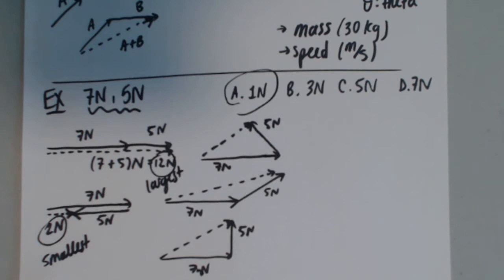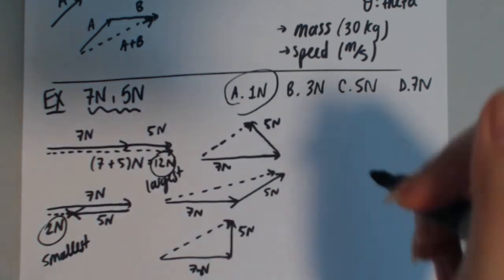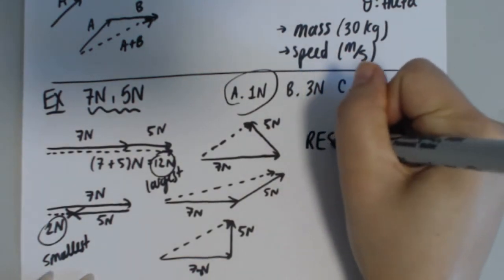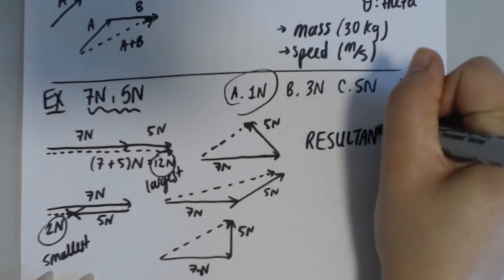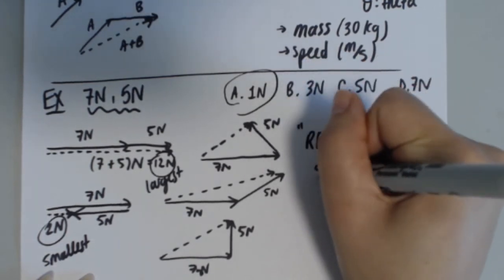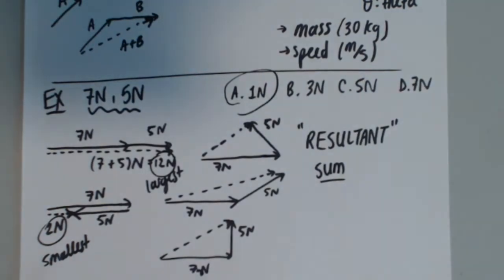Now, I do want to indicate one thing. That is a new piece of terminology in this question, resultant. So the resultant is another name for the sum. Okay? So when you add vectors together and you get the result, it's called the resultant. That's the name of the vector.